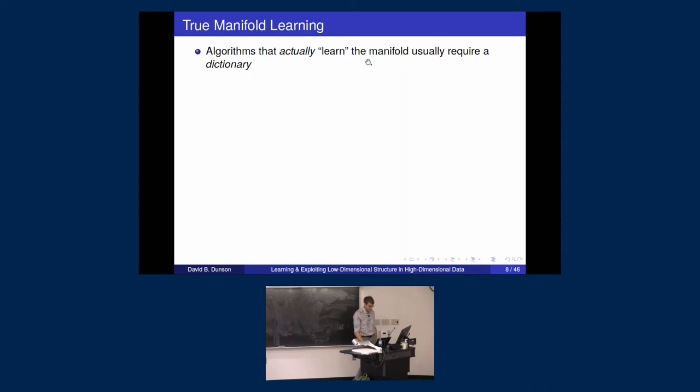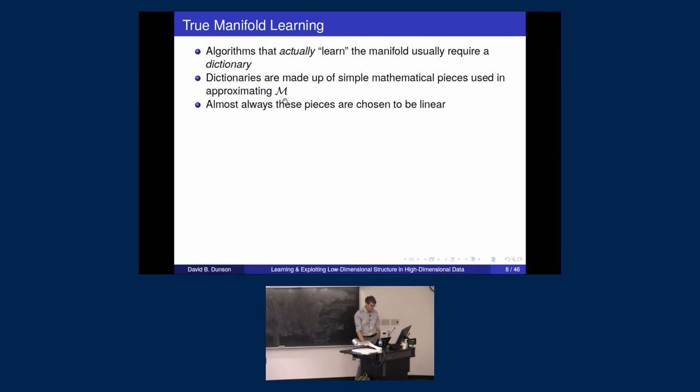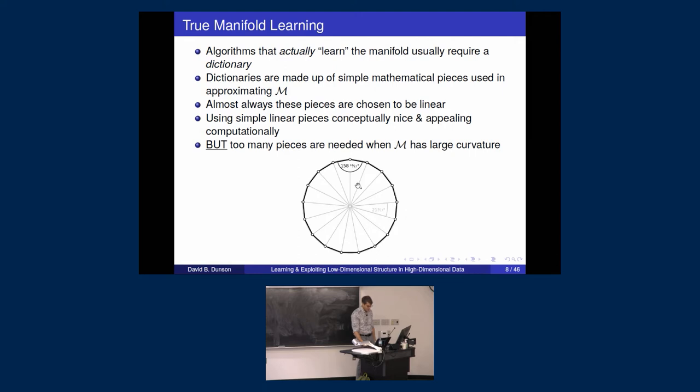So real manifold learning algorithms would require some type of dictionary to approximate or learn the manifold structure, the lower dimensional structure in your data. A dictionary would be made up of simple mathematical pieces that you use in approximating that manifold, which I'll call M here. In the literature, almost always these pieces are chosen to be linear. If I have the Swiss roll, I'm approximating it locally with a bunch of little planes. These linear pieces are really nice computationally and appealing conceptually, quite useful, I think. But you often need a lot of pieces.